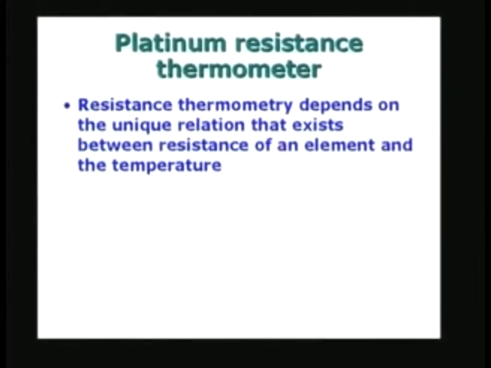So, the basic idea of resistance thermometry goes back to what we said several lectures ago. The idea is to see if there is a definite relationship between the temperature and the property of the resistance thermometer, which is the electrical resistance. If there is a definite one-to-one relationship between temperature and the resistance, it can be used as a thermometric property, and the resistance thermometer can be used as an instrument to measure the temperature. So, the resistance thermometry depends on the unique relation that exists between resistance of an element and the temperature.